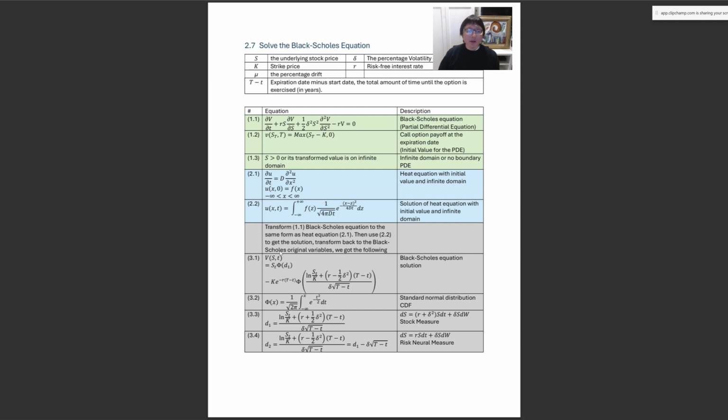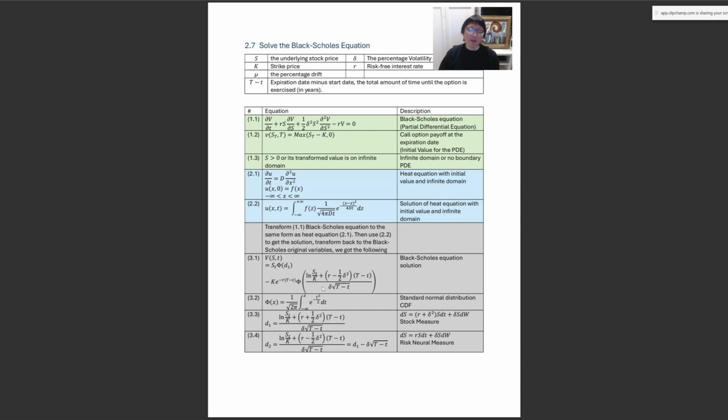If you understand this part, it is very easy to remember this solution. Basically, it's the stock price weighted by the probability using the stock measure, minus the strike price discounted by the interest rate, then weighted by the risk neutral probability. So this pretty much explains the solution for the value of a call option coming out of the Black-Scholes equation. It's actually pretty interesting. You can have your own understanding.